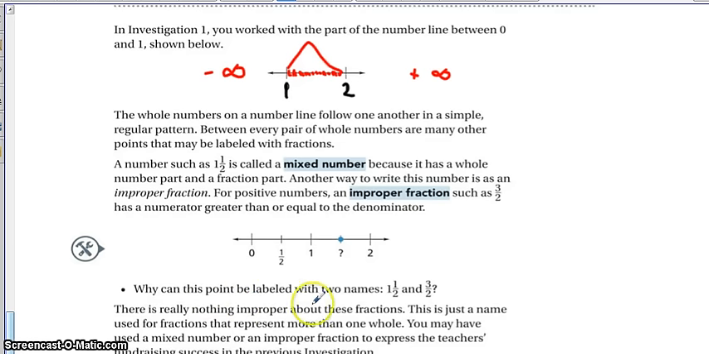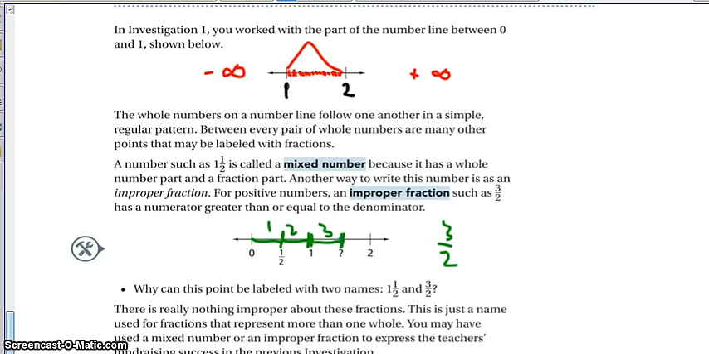So let's take a real quick look at this question. It says, why can this point be labeled with two names, 1 1/2 and 3/2? And the answer is because if we cut the number line into halves, I'm going to go from 0 to 1/2. That's 1. 1/2 to 1, there's 2. And then 1 to 1 1/2, there are 1, 2, 3 halves.